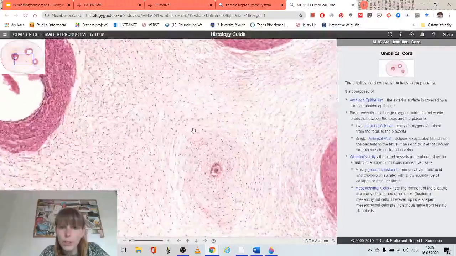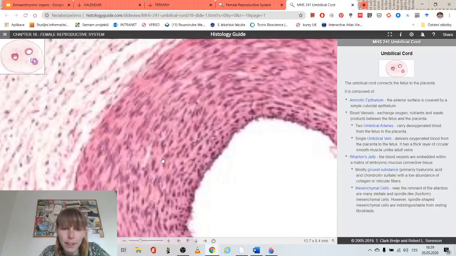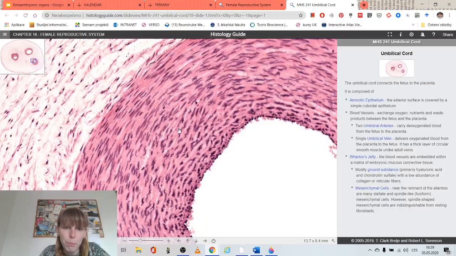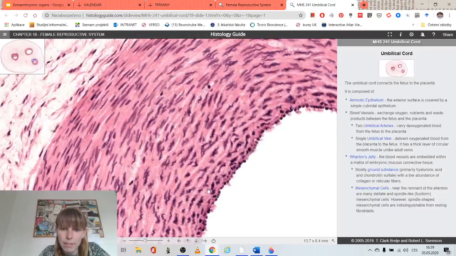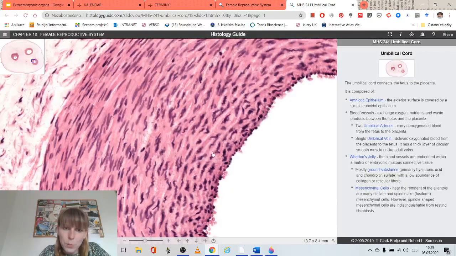If you zoom in to the wall, you should be able to identify that this is smooth muscle, a lot of smooth muscle, and here we can really nicely see the endothelium lining the lumen of the artery. So smooth muscle.